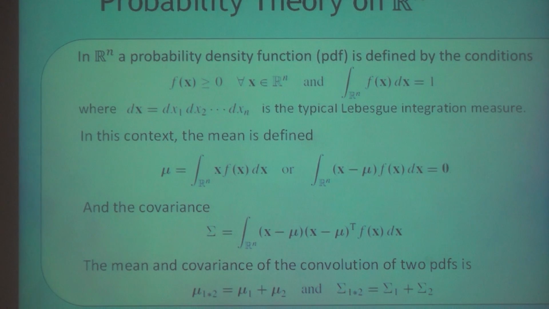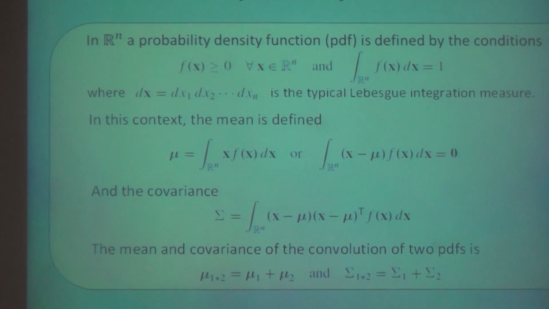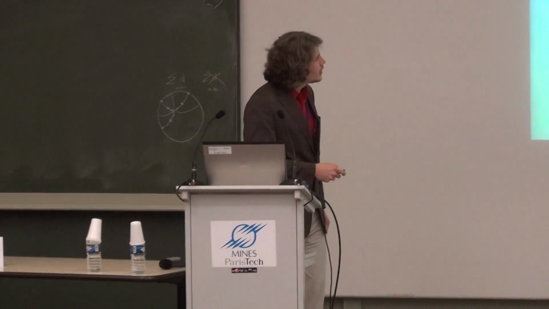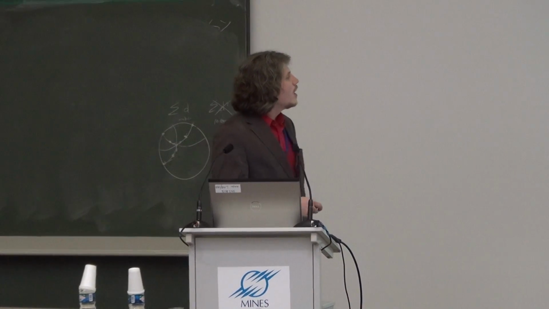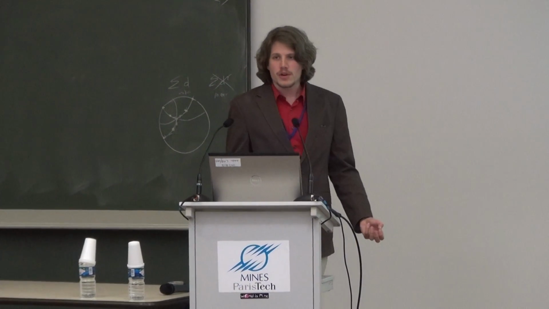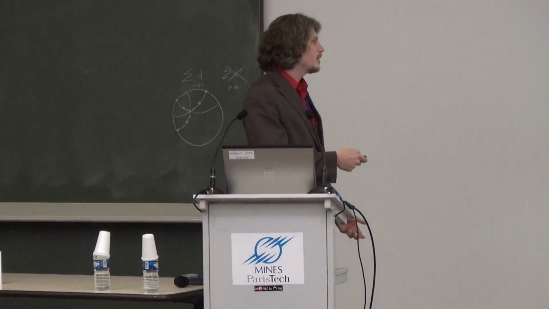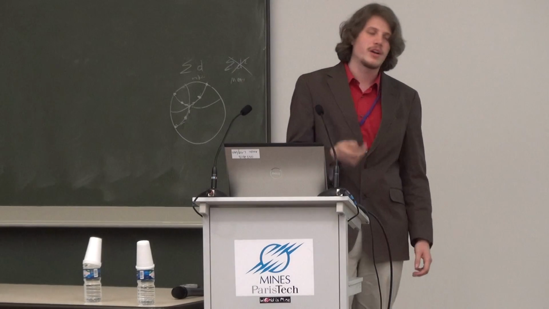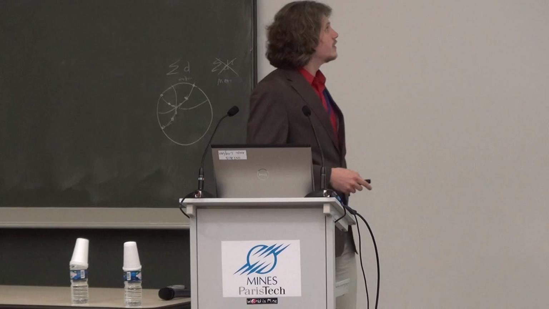For this probability density function, of course, we can define a mean and covariance, and you can see these definitions here, very standard in the case of Rn. And we see that in the case of Rn, the convolution of two PDFs is very simply defined: the convolution of the means is the addition of the means, and the convolution of the covariances is the addition of the covariances.